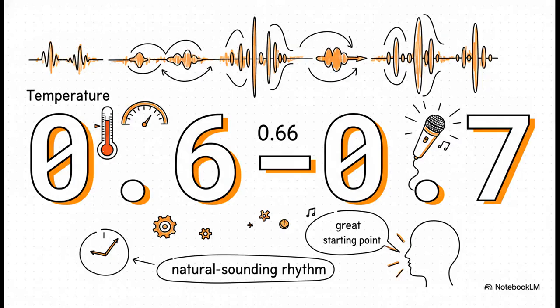And the final crucial setting here is something called temperature. Basically, this just controls the pacing and the variation in the voice. For that perfect natural-sounding rhythm, you want to set the value somewhere between 0.6 and 0.7. Personally, I find 0.66 is a great sweet spot to start with.